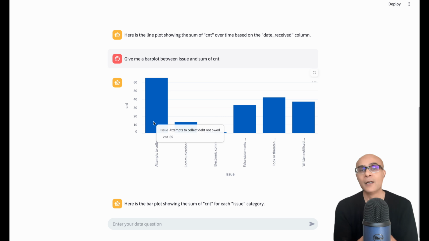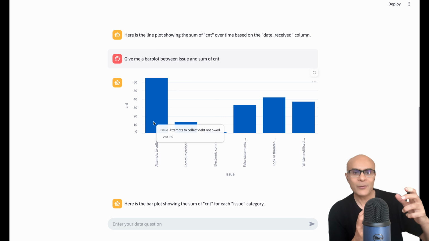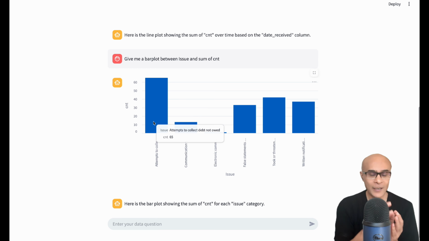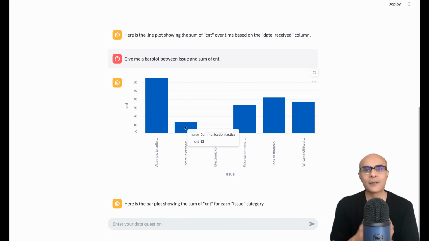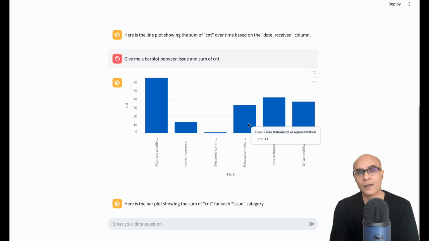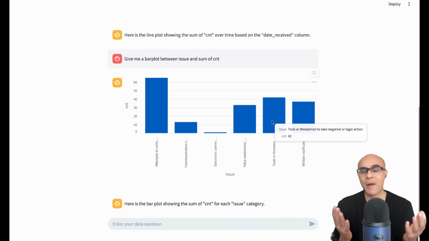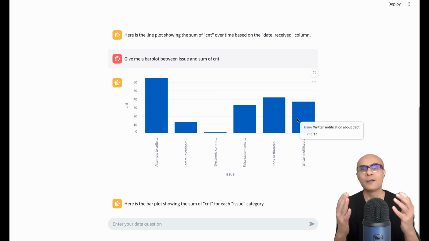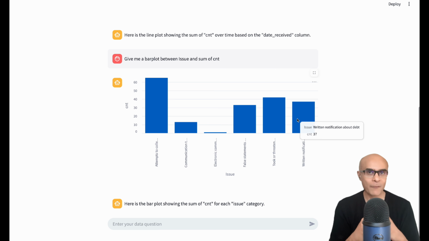Here we can see that the top issue faced by our customers is related to attempts to collect debt which is not owed, a pretty serious thing. And then you also have other types such as communication tactics, false statements, as well as banks having made threats to take legal action. So this is a nice way to get insights about the different issues which our customers are facing.